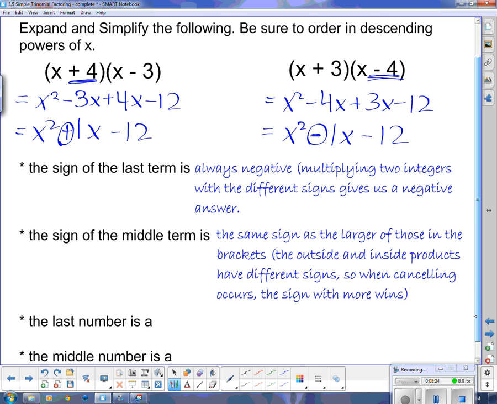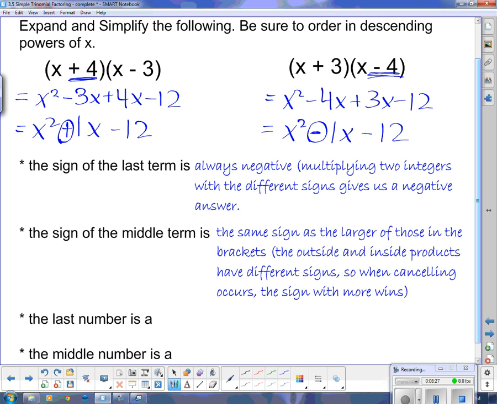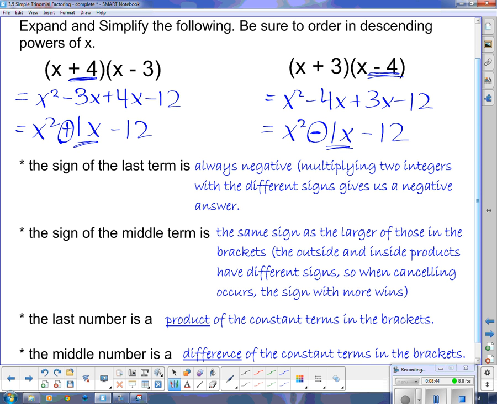Now, how about those numbers? The last number is still 12. So it's still a product of the constant terms in the brackets. And the middle number is, well, we got 1 in both cases. How do you relate 1 to 3 and 4? Last time, we got a 7, and that was a sum, so this time, it's a difference. When we got different signs, we get a difference in the middle one. So it's a difference of the constant terms in the brackets.